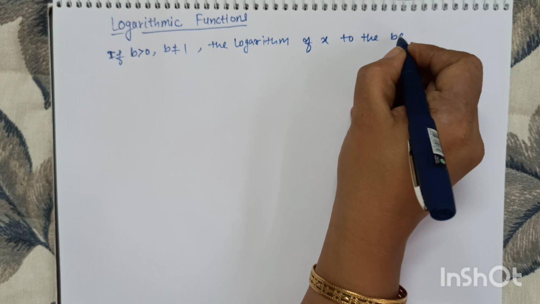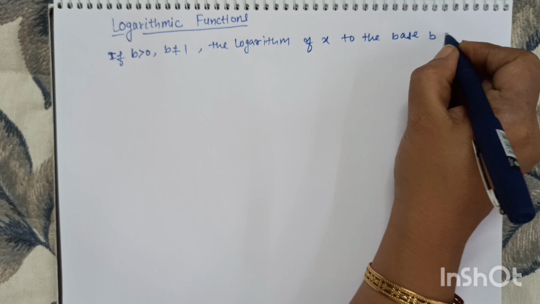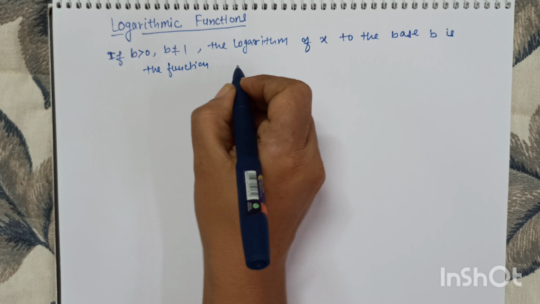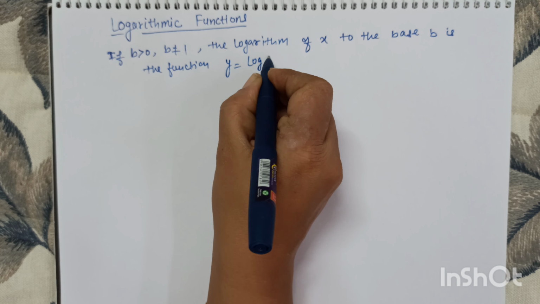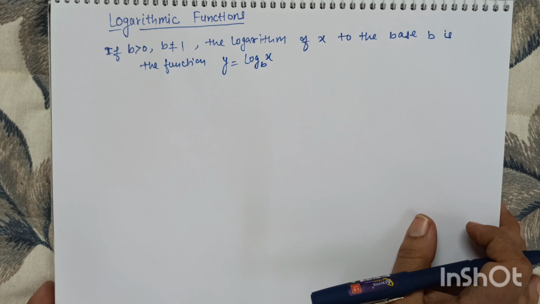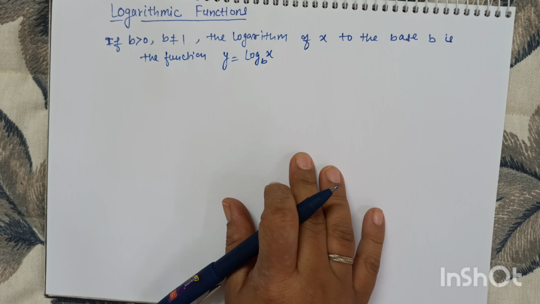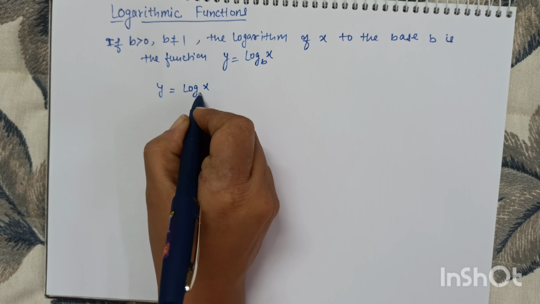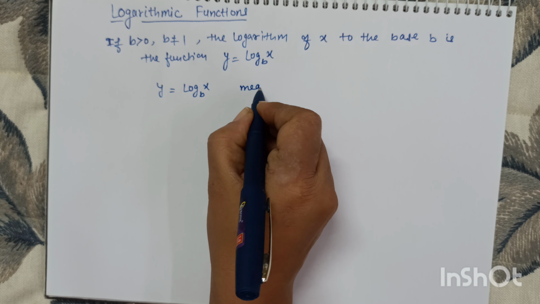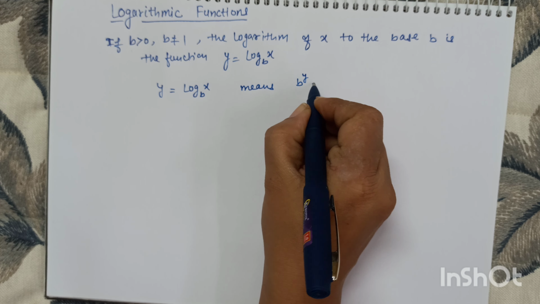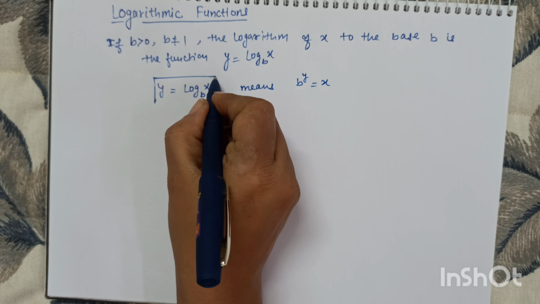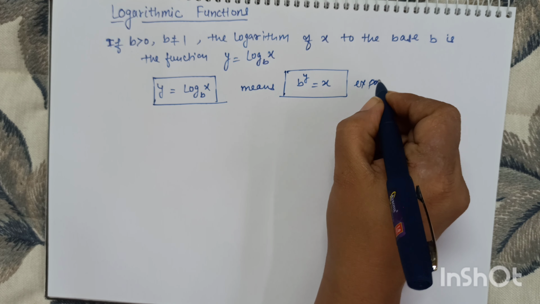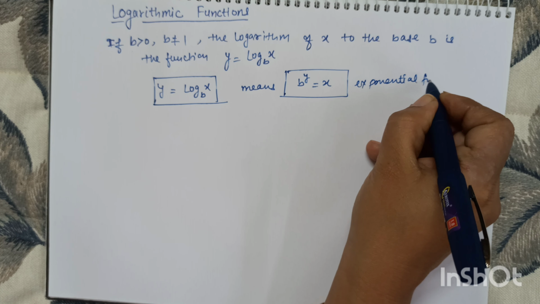If b is a positive value and b cannot be 1, meaning b is any real number, but it should be positive and other than 1. The logarithm of x to the base b is the function y equals log of x to the base b. We write it like this: y is equal to log base b of x, and this actually means b to the power y is equal to x, which is an exponential function.